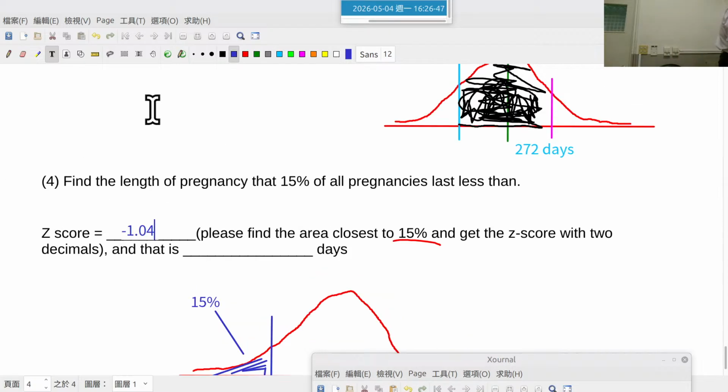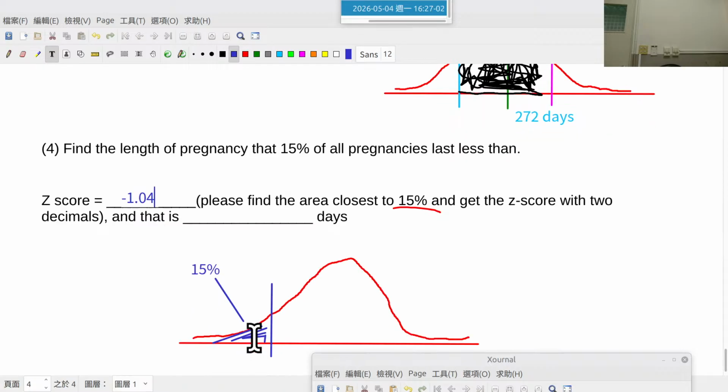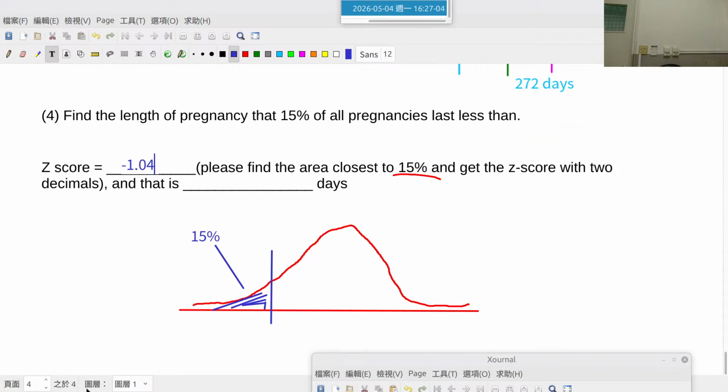In previous questions, we used the location to get the area. But this moment, we use the area to get the location. The area is 0.15. And we reverse the calculation process. We check the table. We find here should be minus 1.04. What does it mean? Minus 1.04.